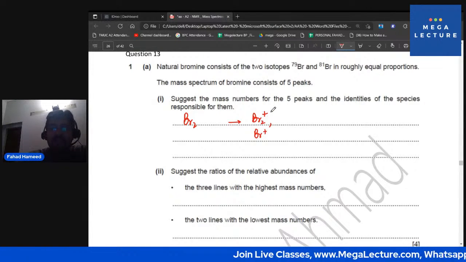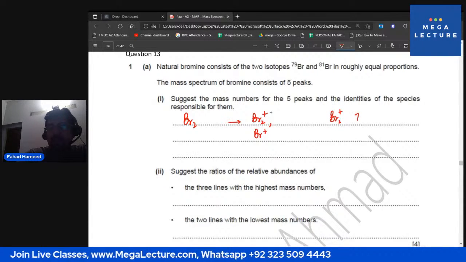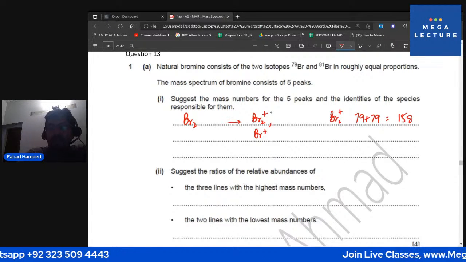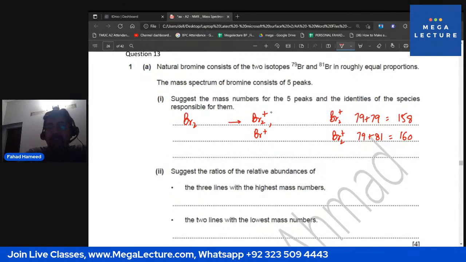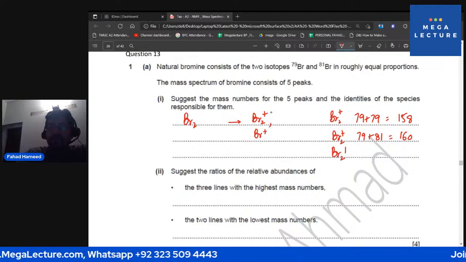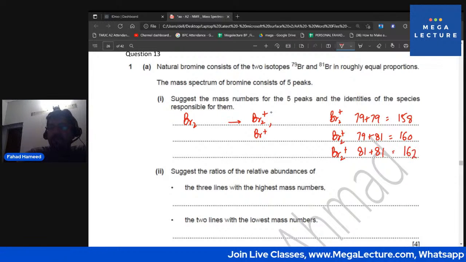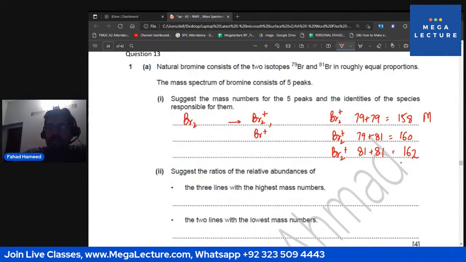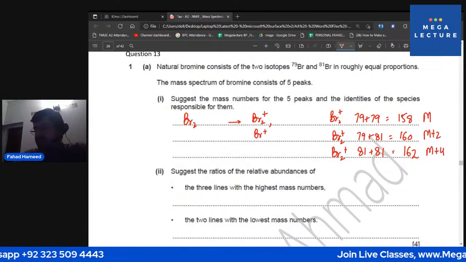How many different types of Br2 plus can you have? You can have Br2 plus where both of the Brs are 79, so it will have a mass of 158. You could have a Br2 plus where one of the Brs is 81, so the mass of the bromine molecule would be 160. And you could have a heavier one, where both bromines in the molecule are 81, so that will have a mass of 160 plus 2, that is 162. So there would be 3 molecular ion peaks. This would be your M peak, the lighter version, this is going to be your M plus 2, and this is going to be your M plus 4 peak.